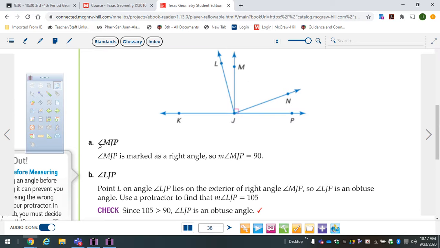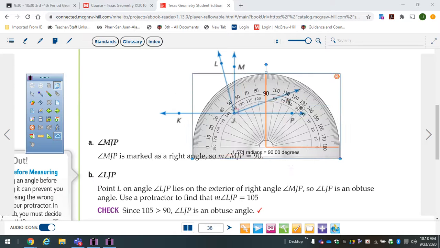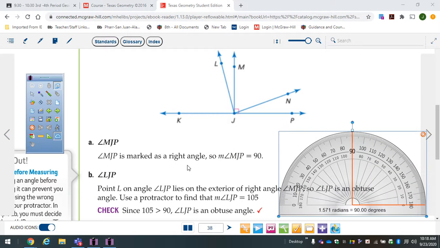Regarding this one, find the measure of angle MJK. Okay, now we want to find the measure of that one. So I'm going to get my protractor. Now look at the picture. I'm going to find these endpoints, M, oh sorry, the vertex, and then go MJP. What do I notice right there in that corner? I notice that there's a right angle, so I'm going to say that one's 90 degrees.